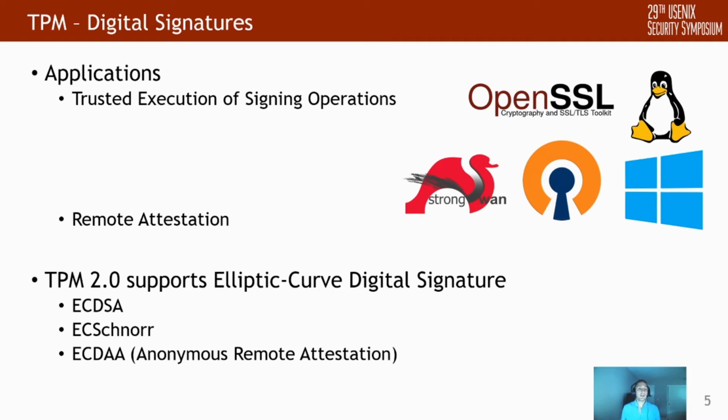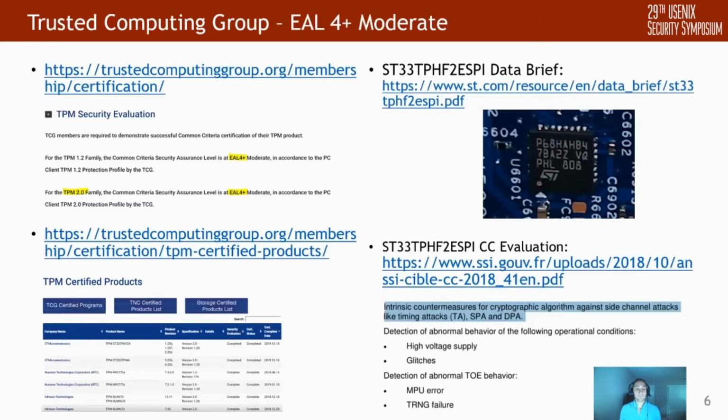And thanks to more recent software libraries like OpenSSL or the software stack in Windows and Linux operating systems, we can use these TPMs to perform digital signatures. As a result, the private key of this digital signature is kept secure inside this TPM vault. Since TPM version 2, the Trusted Platform Module supports digital signatures based on elliptic curves, and that includes ECDSA, ECSchnorr, and ECDAA.